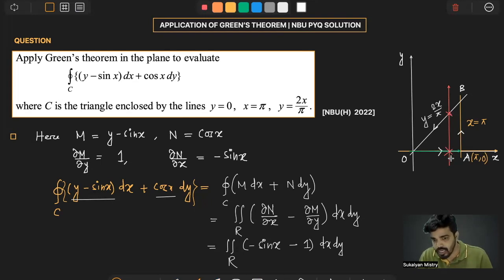So in the lower limit, we construct a straight line parallel to the y axis, because we want to find the y limit. The entry point of this line is the lower limit and the exit point is the upper limit. So this is y is equal to 0, and this is y is equal to 2x by pi. So what is the limit for y? The limit for y is 0 to 2x by pi.